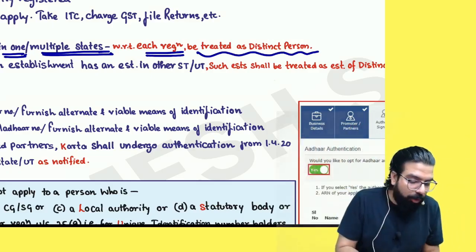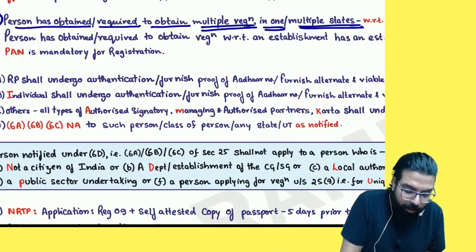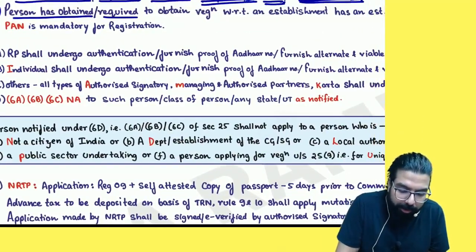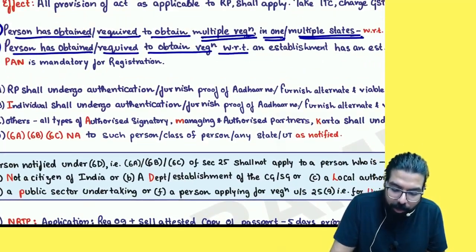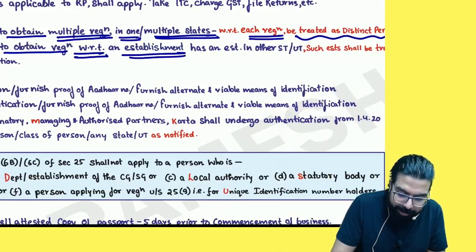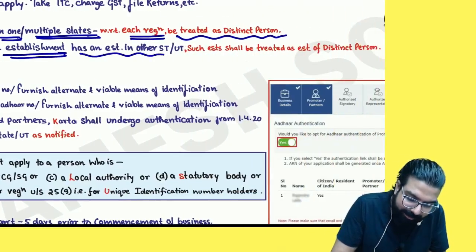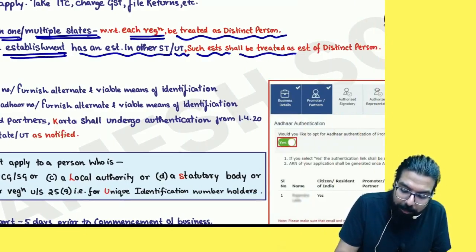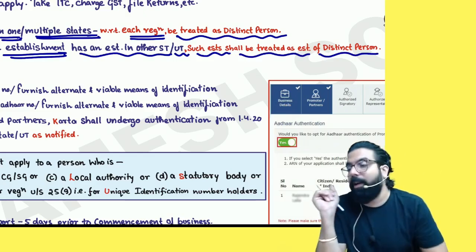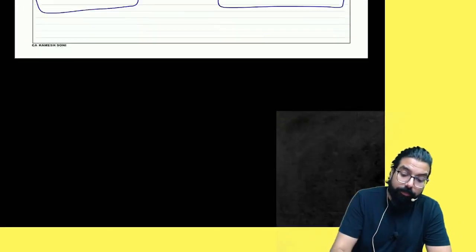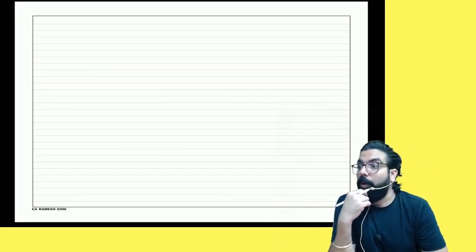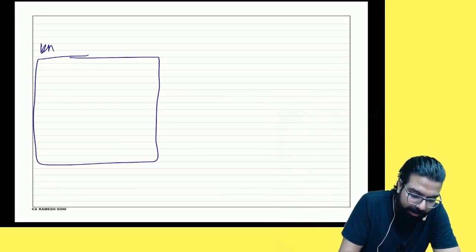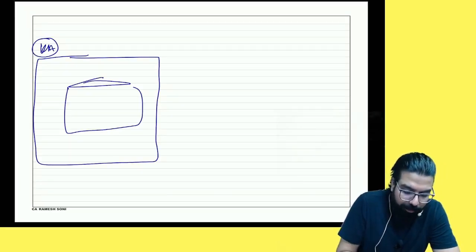Okay, I will teach you one more point about distinct person, the next one. See, if a person has obtained or is required to obtain registration with respect to an establishment, and has an establishment in another state or UT, each establishment will be treated as an establishment of a distinct person. Sir, what do you mean by this? Listen, I'll give you one example. For example, in the state of Karnataka, I have one electronic shop which is there. I have a.